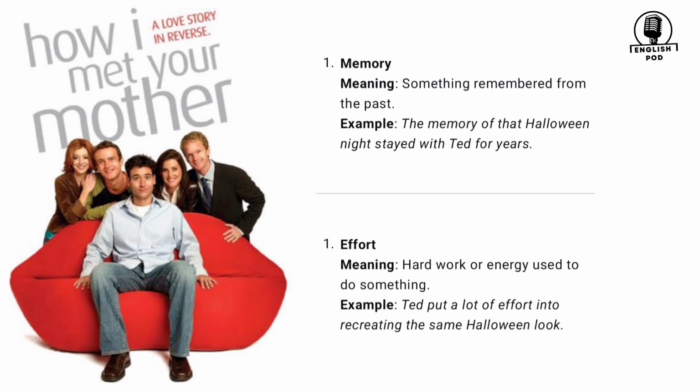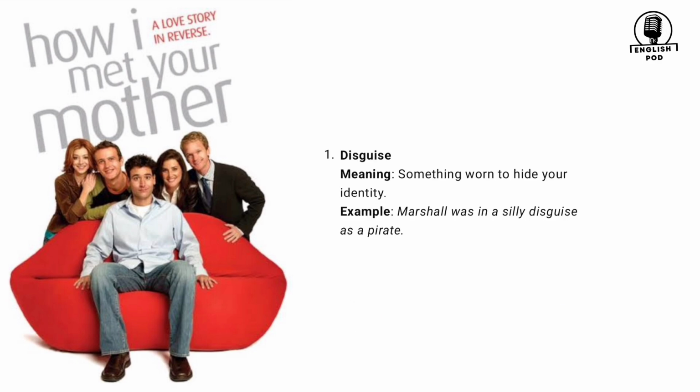And finally, we have disguise. Something worn to hide your identity. And the example is Marshall was in a silly disguise as a pirate. Of course. And so this is just a fun element of the episode, but it also ties back into this idea of Halloween and costumes and the different ways that people present themselves. Spin on themselves. So there you have it.